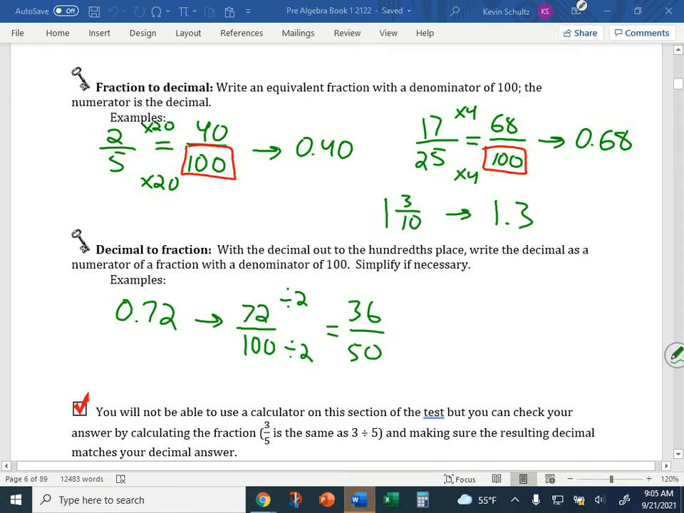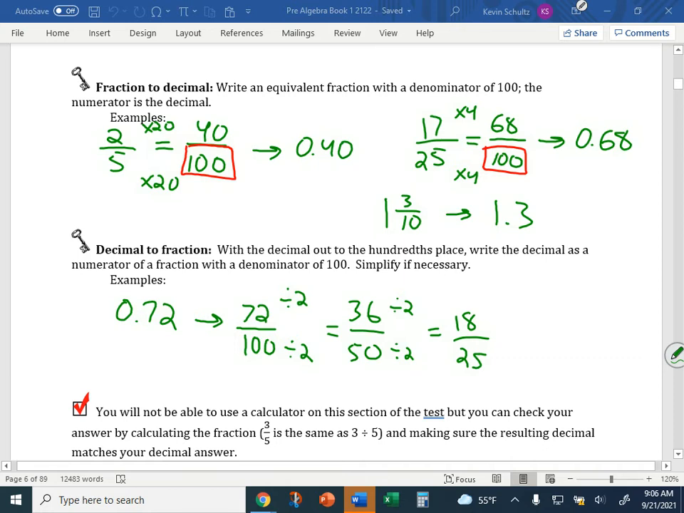What can we divide both 36 and 50 by? 2. That brings us down to 18/25. And is there any number that goes into both 18 and 25 evenly? No. So we're done. We could have gotten there in one step by dividing by 4, but dividing by 2 twice gets us the same result. We call that the scenic route. We still got there. Just took a little bit longer.